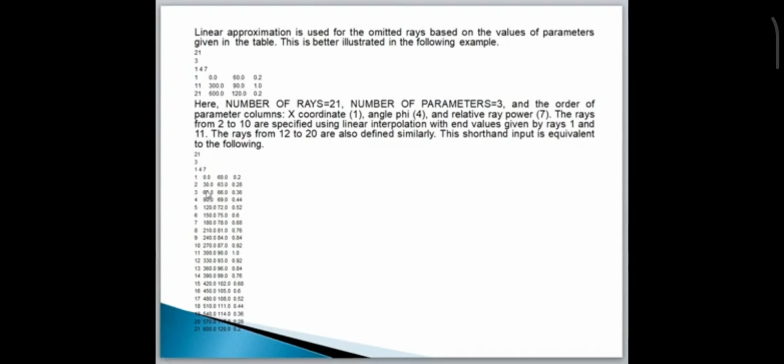You can note down that from the ray number 2 to 10 there is a linear change of 30 in the x coordinate of origin plane, 3 in the angle phi and in the relative power is 0.08. There is a linear change for the ray number 1 to 11 and the ray number 12 to 20 also has the linear change. You can note down that from 300 x coordinate of origin plane to 600 with a difference of 30. So that we can define these rays from this method as well as from this method.